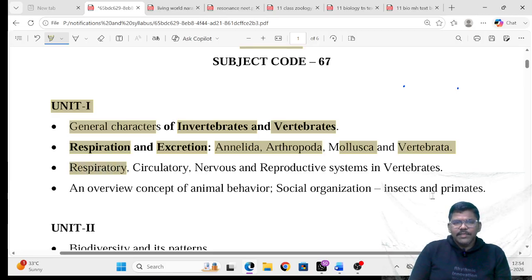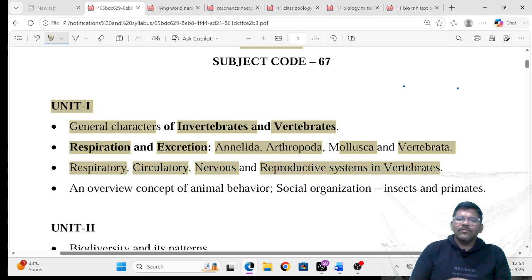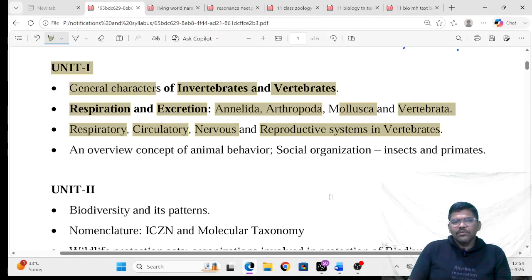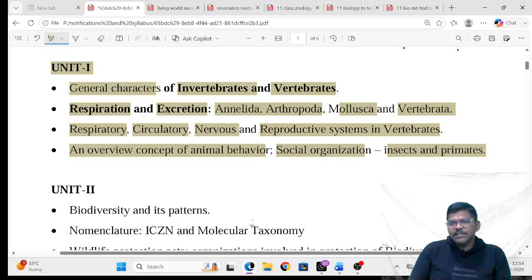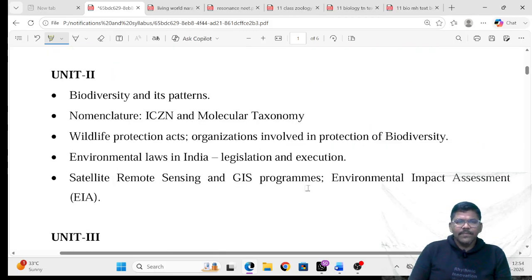Then you need to read respiration, circulation, nervous and reproductive system in vertebrates. How the vertebrates do the respiration, how the circulation happens in the body, what is the nervous system. Those things you also need to read. An overview of the concept of animal behavior. Animal behavior also needs to be read. Social organization in insects and primates we also need to see.